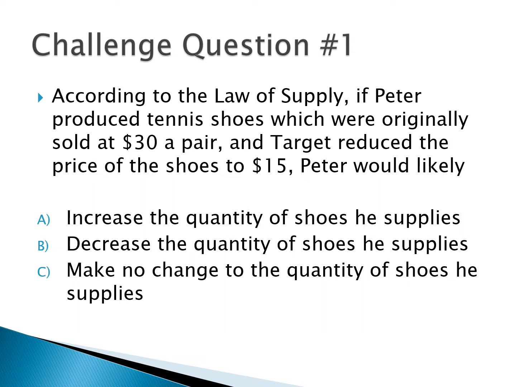So, challenge question. According to the law of supply, if Peter produced tennis shoes, which were originally sold at $30 a pair, and Target reduced the price to $15, what would Peter do? Well, if prices went down, according to the law of supply, that means he is going to produce less of them because he makes less money. Therefore, the correct answer is B. He decreases the quantity of shoes he supplies.